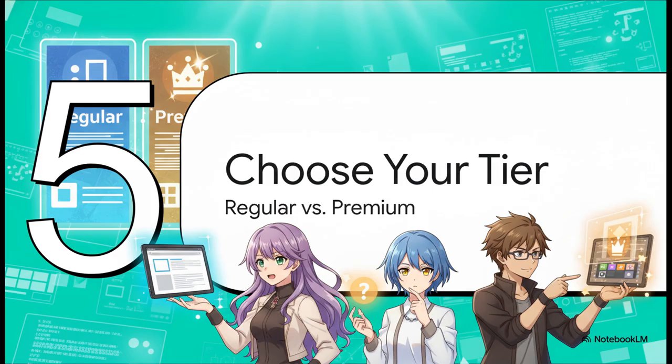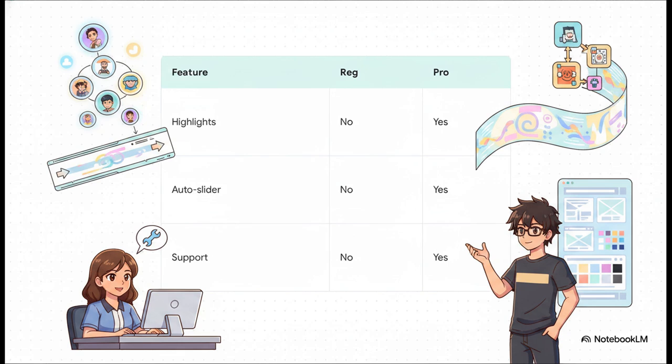Which brings us to Section 5, choosing the right tier, regular versus premium. Now don't get me wrong, the regular version is fantastic. It gives you that core, modern design and all the standard features. But the premium version is where the whole shebang really comes alive. Upgrading unlocks those amazing Instagram-style highlight buttons we raved about earlier. You also get an auto slider for your headline widget and a dedicated trending page.